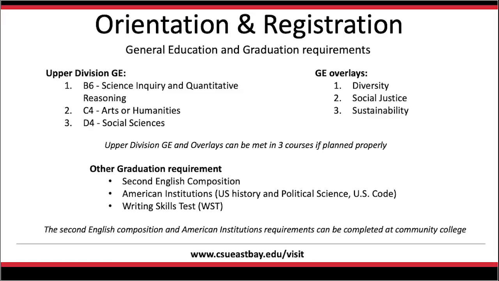If planned out correctly, all requirements can be met in 3 courses, combining each GE area with a GE overlay. For example, Area B6 with Social Justice, Area C4 with Diversity, and Area D4 with Sustainability.